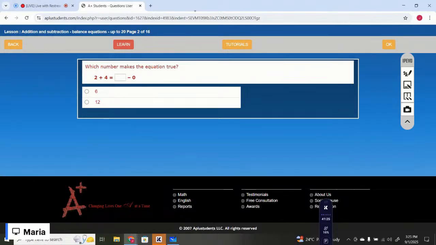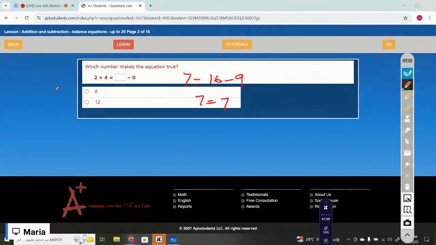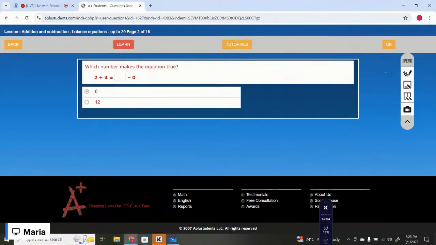Which number makes the equation true? So 4 plus 2 makes 6, right? Now, what number take away 0 equals 6? That is 6 take away 0 is 6. Option number 1 is the correct option. That is 6. Option number 1 is the correct option.